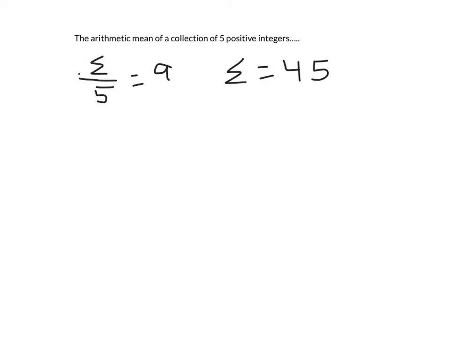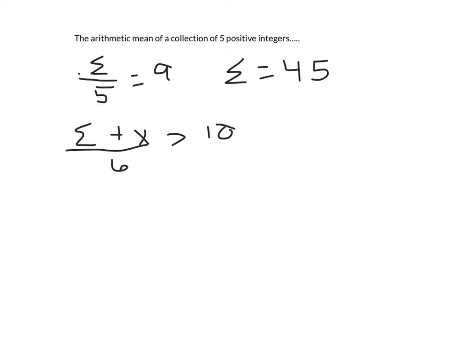One additional positive integer is included. So let's take the sum of those 5 numbers and let's add x to it, and that's that 6th number, and we're going to divide through by 6, that's how many I have, and we want to know, is that at least 10? So is it greater than 10?